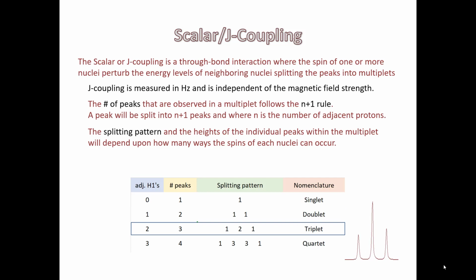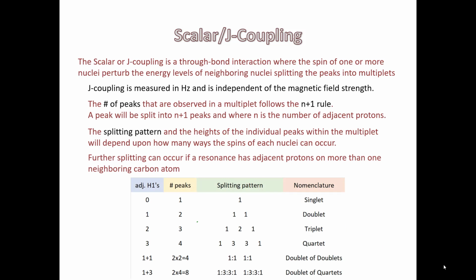Similarly, if you have a CH2 and a neighboring carbon, this is going to split your resonance into 3 peaks. The splitting pattern is going to be a 1-to-2-to-1 ratio, giving a triplet. Further splitting can occur if a resonance has adjacent protons on more than one neighboring carbon atom. So for instance, if you are sandwiched between 2 carbons that both have protons, you can get multiple splittings. So if you have a single proton on one side and on the other, the number of peaks would be 2 times 2, that's n+1 times n+1 equals 4, and your splitting pattern is going to be a doublet of doublets.